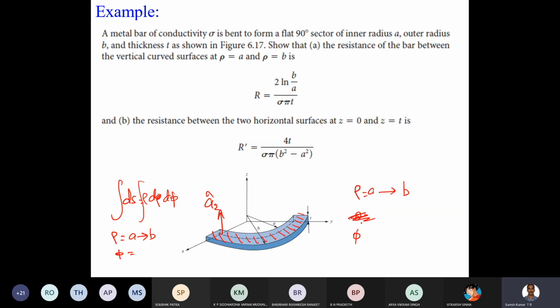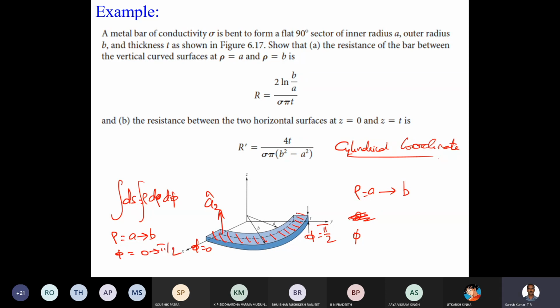Sorry, theta is not applicable here, right? Yeah, this is the cylindrical coordinate system. What about phi? Here it is phi equal to 0, yeah, 0 to? Pi by 2. Exactly correct. 0 to pi by 2.